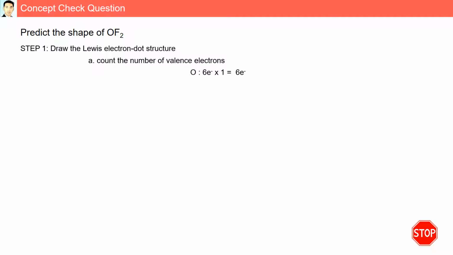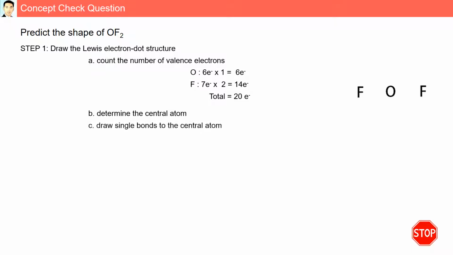Oxygen has 6. There's 1 atom of oxygen, so we have a total of 6 electrons. Fluorine has 7 valence electrons, 2 atoms of fluorine, which gives us a total of 14 electrons, for a net total of 20 electrons to be shared. Next, we need to determine the central atom. In this case, it's oxygen, with 2 fluorines on the left and right of it. C. Draw single bonds to the central atom.